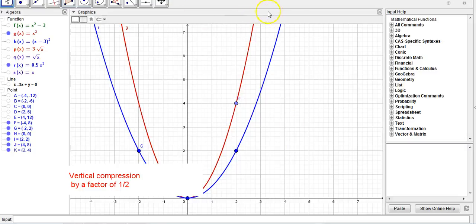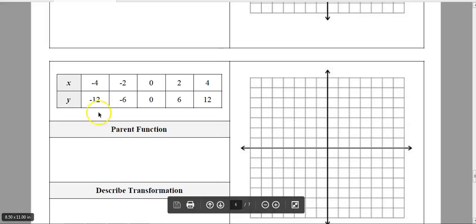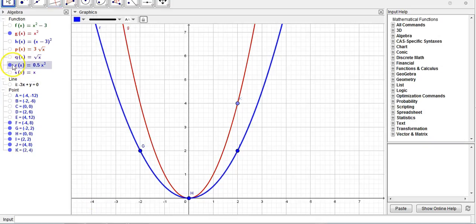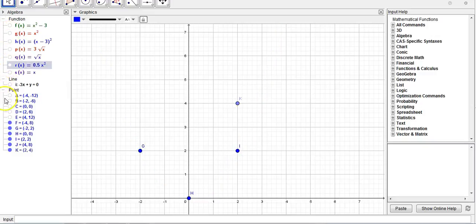So then when we look at our next one, I'm going to need to plot these points here and see what we get. So let's go back to Geogebra, and I'm going to take these ones off. And then I'm going to plot these points.